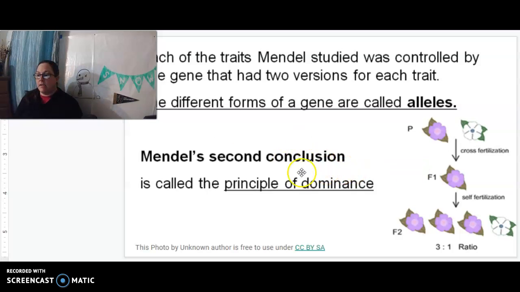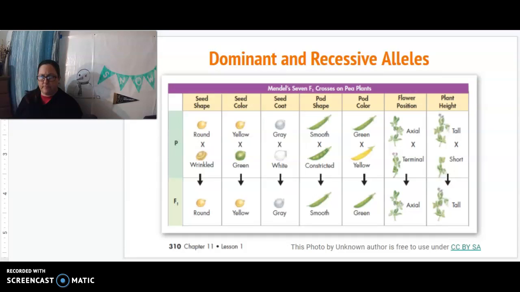The second thing that he noticed is a principle of dominance. So dominant and recessive. This principle states that some alleles are dominant and others are recessive. So an organism with at least one dominant allele will exhibit that form of a trait. An organism with a recessive allele for a particular trait will exhibit that form only when the dominant allele for that trait is not present.